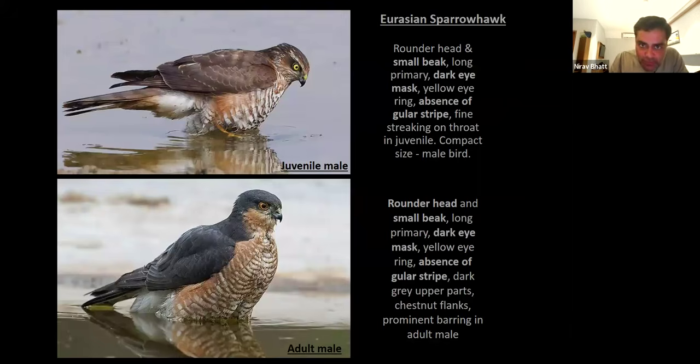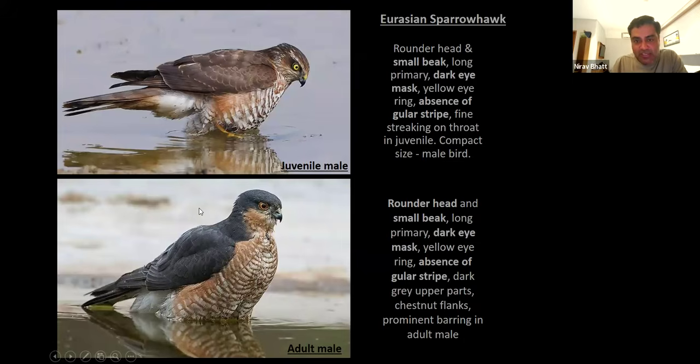We'll see some more comparison of Eurasian Sparrowhawk. It has a rounder head, small beak, long primary projections, yellow eye ring, absence of gular stripe, fine streaking on the throat, and compact size, which makes it a male. Here we'll see the adult bird. Rounded head, small beak, dark eye mask, yellow eye ring, absence of gular stripe, chestnut flanks, more chestnut on the flanks, chestnut barrings, and long primary projections.